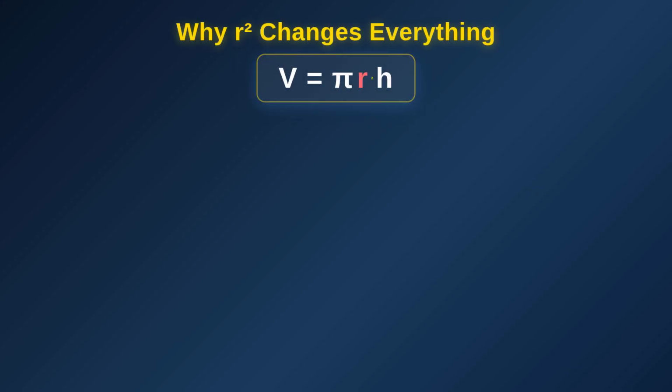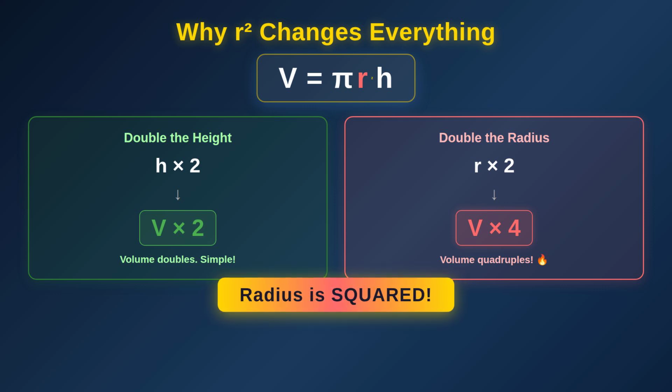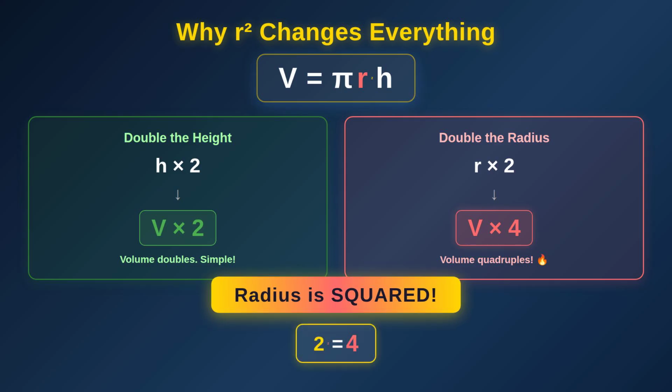Here's the big secret. Notice that r is squared, meaning we multiply the radius by itself. That little exponent 2 is incredibly powerful. If you double the height, the volume doubles. Simple enough. But if you double the radius, the volume gets multiplied by 4 because 2 squared equals 4. The radius affects the volume exponentially. So when Maya is choosing her popcorn container, a wider radius matters way more than extra height.